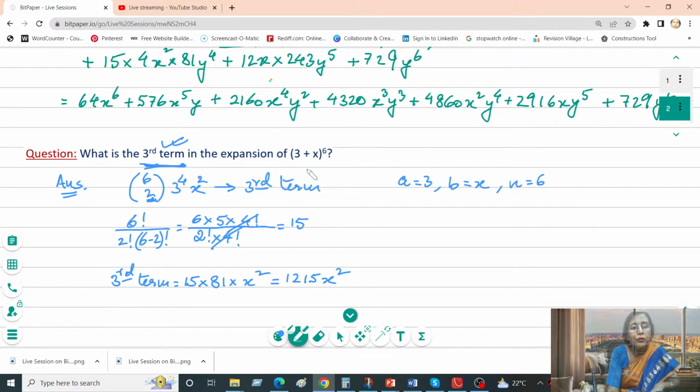You don't have to find all the terms. In our coming session on next Saturday, we will see, instead of the third term, if it was, say, the fifth term, how to find them. And how to write the binomial expansion in a concise manner. What is the sigma notation? How to write it in a concise manner? Obviously using the sigma notation.